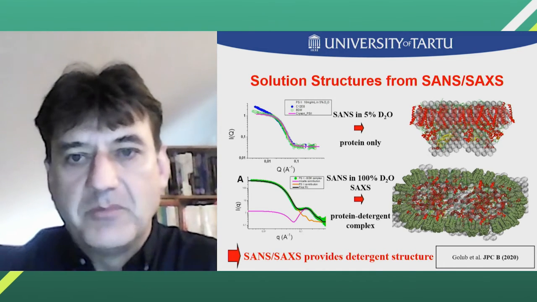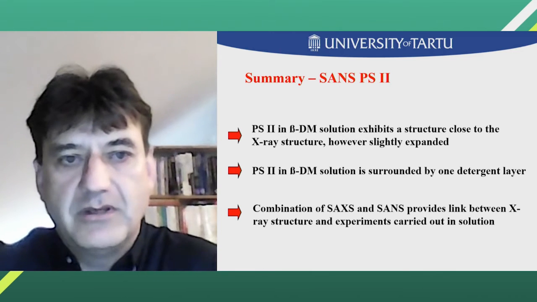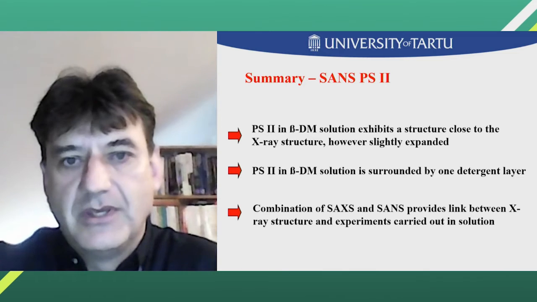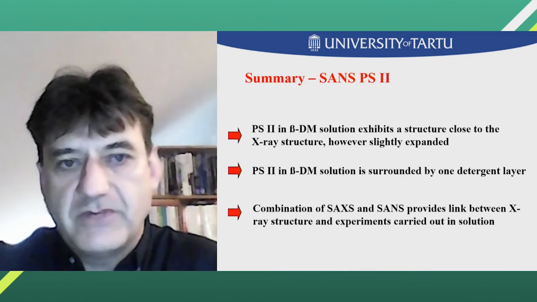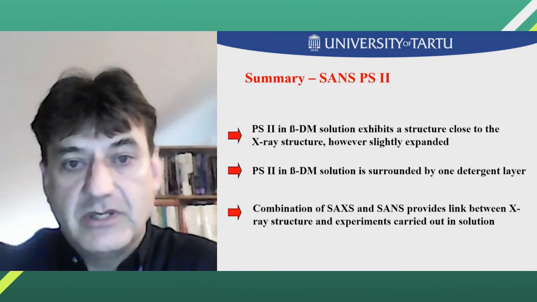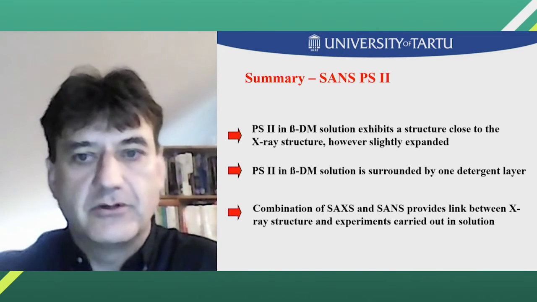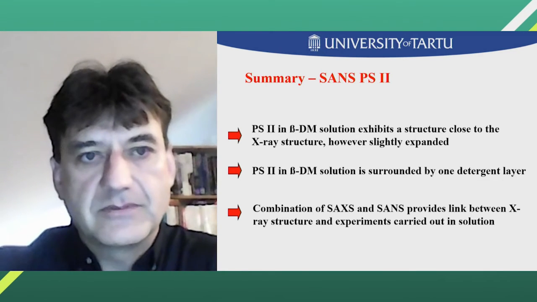But to summarize this subpart, we can measure the photosystem 2 solution structure by small angle neutron scattering with contrast variation, which is very close to the X-ray structure, but seems to be a bit expanded. And especially we can detect a monomolecular detergent layer around the molecule when we use non-matching conditions.